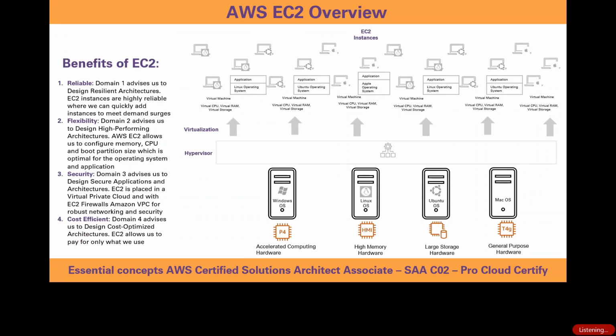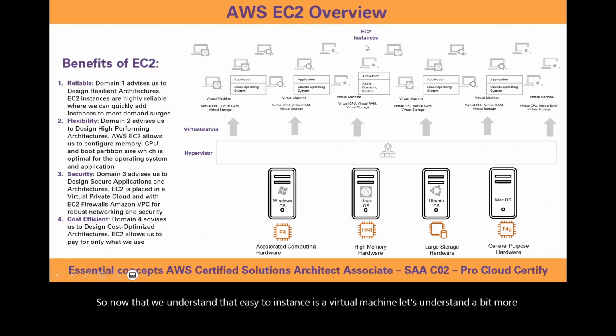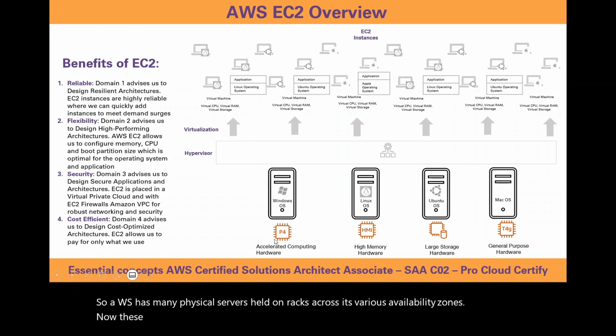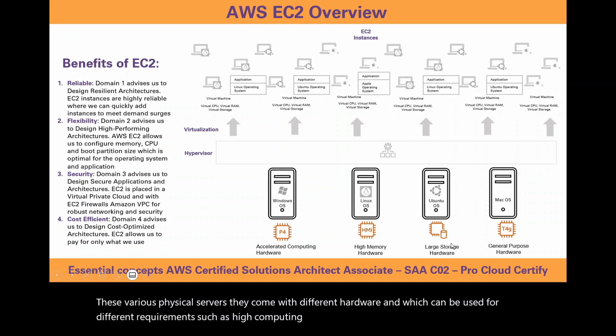So now that we understand that an EC2 instance is a virtual machine, let's understand a bit more about how AWS actually provides us EC2 instances. AWS has many physical servers held on racks across its various availability zones. These physical servers come with different hardware, which can be used for different requirements such as high computing, high memory, large storage, or simply general purpose.